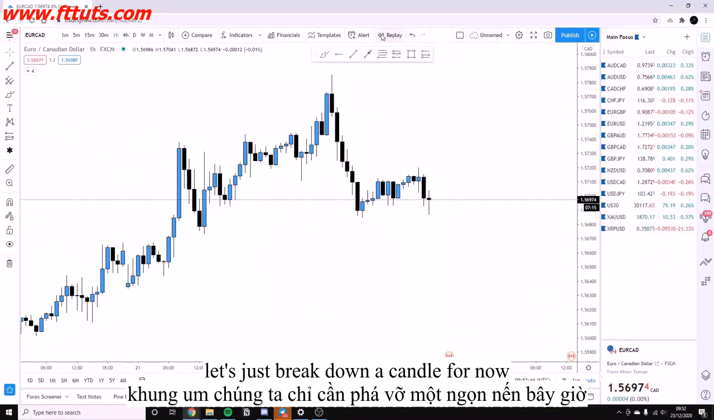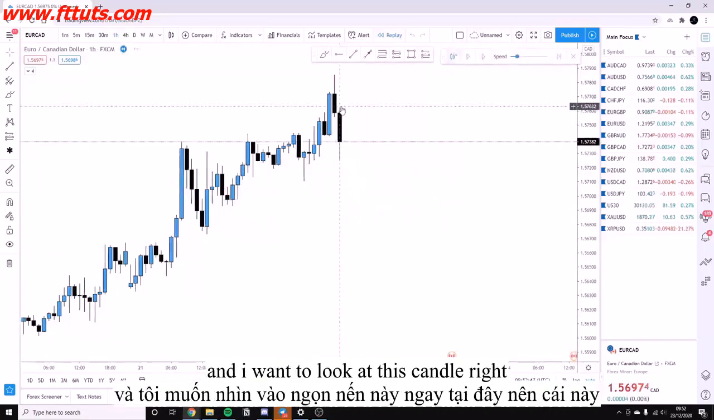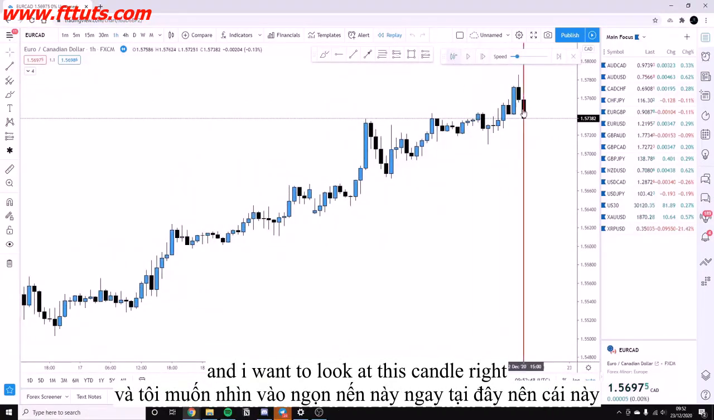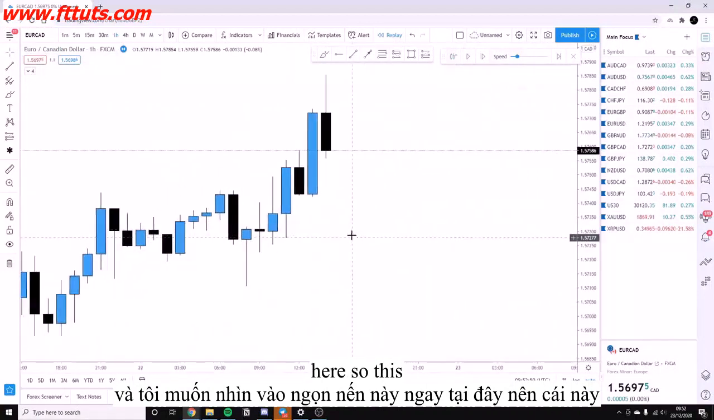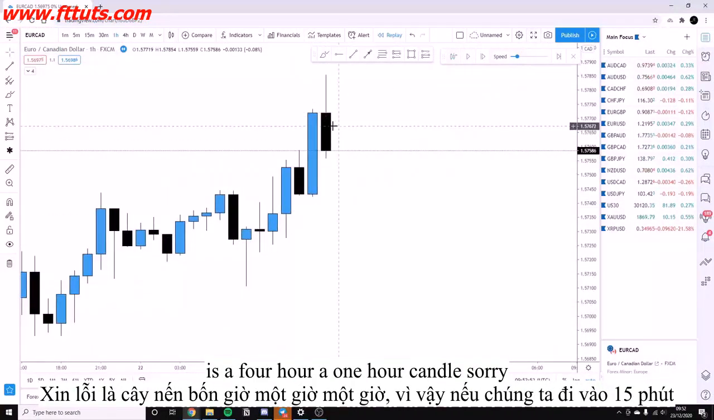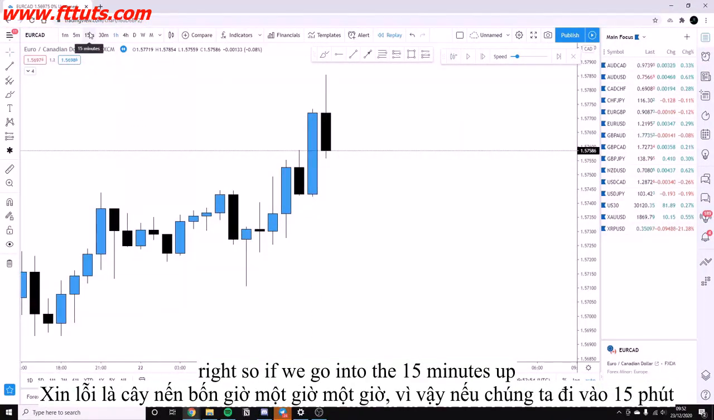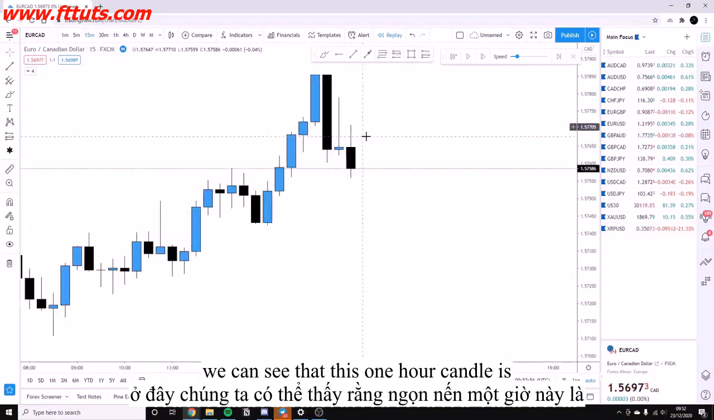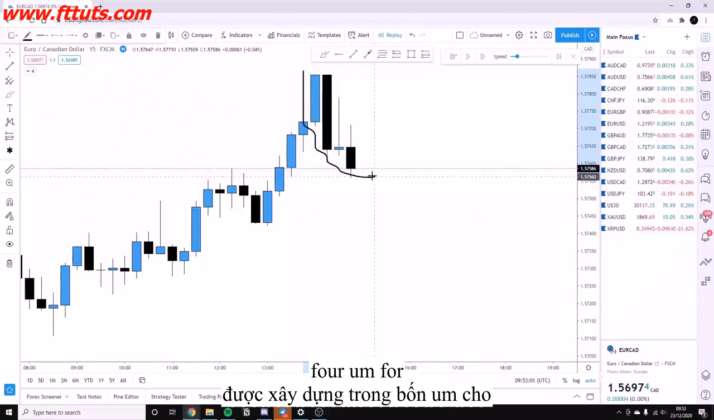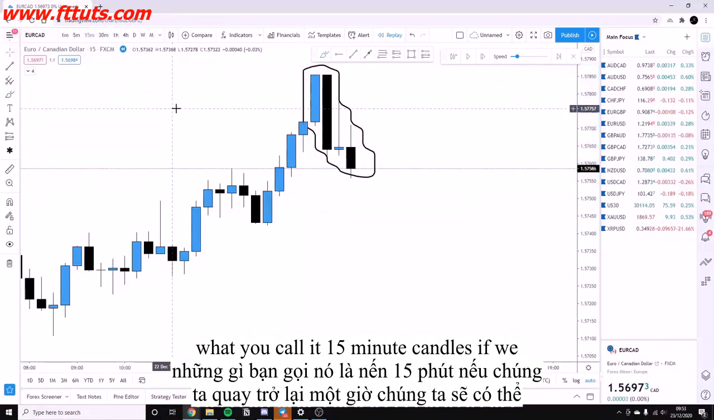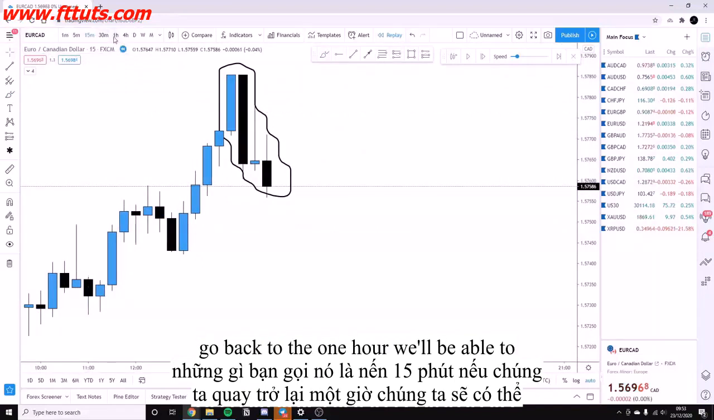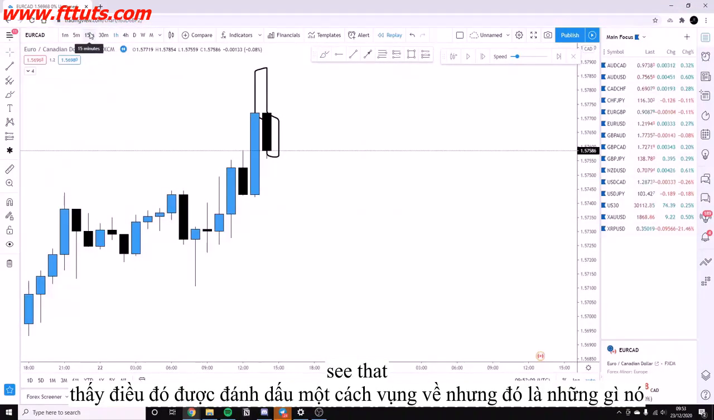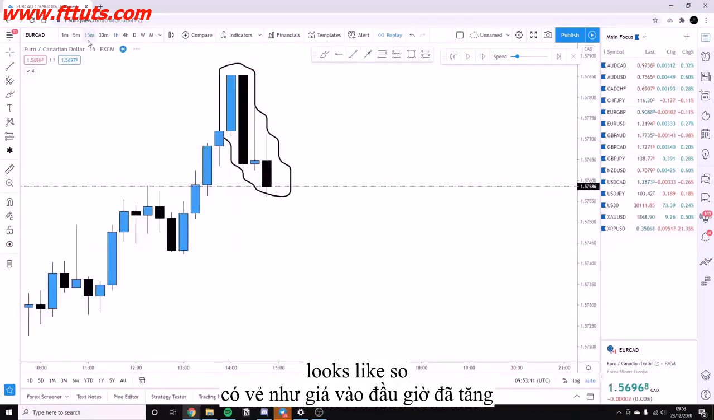Let's just break down a candle for now, and I want to look at this candle right here. So this is a 1 hour candle, right? If we go into the 15 minutes up here, we can see that this 1 hour candle is built up of these four 15-minute candles. If we go back to the 1 hour, we'll be able to see that. It's awkwardly highlighted, but that's what it looks like.